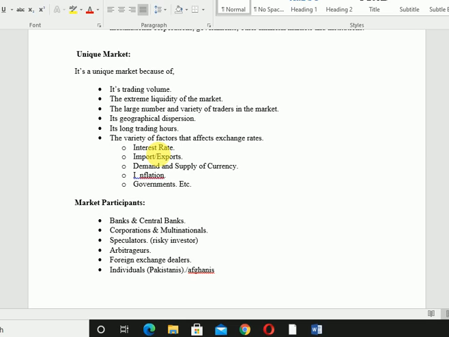Government also has an effect on the exchange rate. Sometimes the government policy is to restrict the exchange rate, and sometimes the government itself increases the exchange rate. Mostly keep in mind, exporter countries keep their exchange rate higher, and importer countries keep their exchange rate lower.